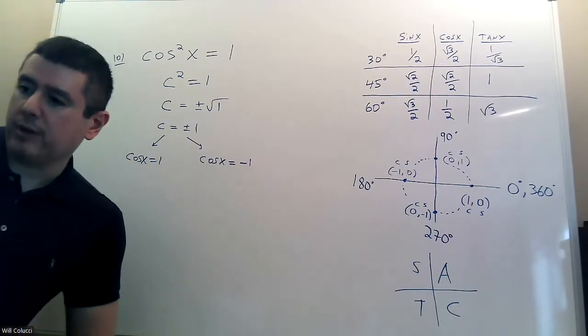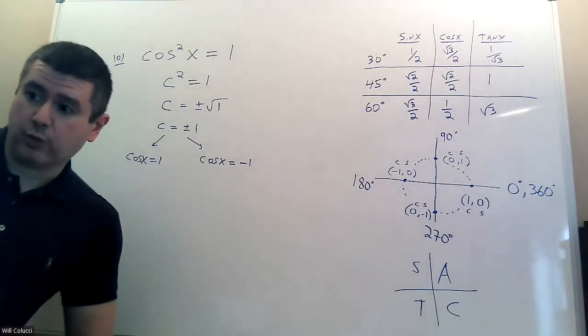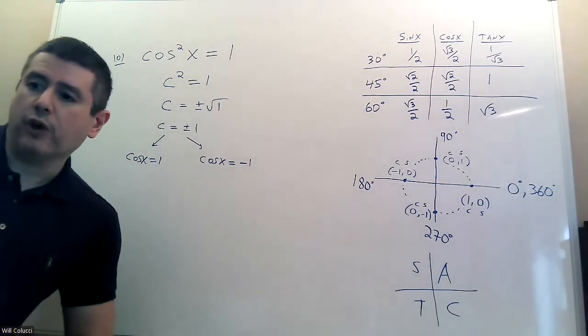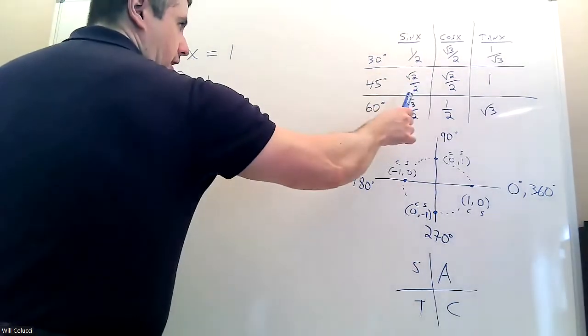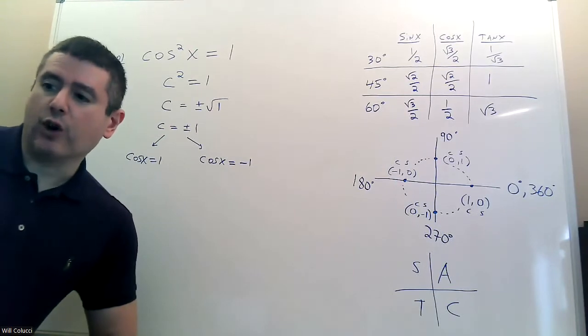There are two different possibilities. You can get a positive 1 or a negative 1. That's what happens when you take the plus minus square root of 1. So those numbers are not here. But there's a 1 there, but that's for tan. That's not for cosine.